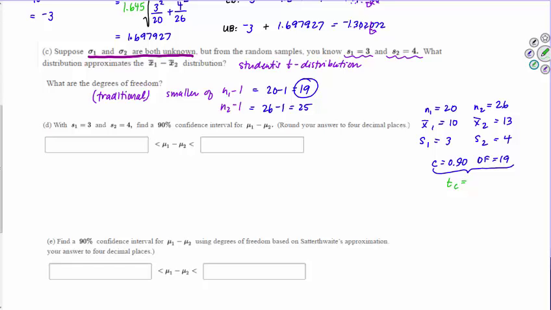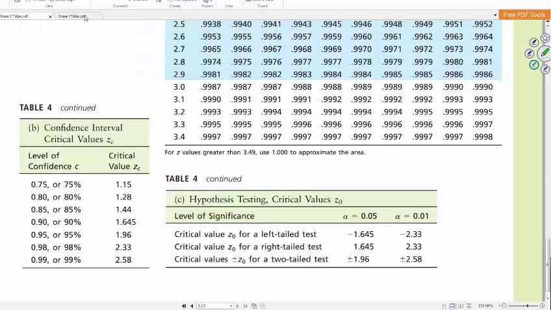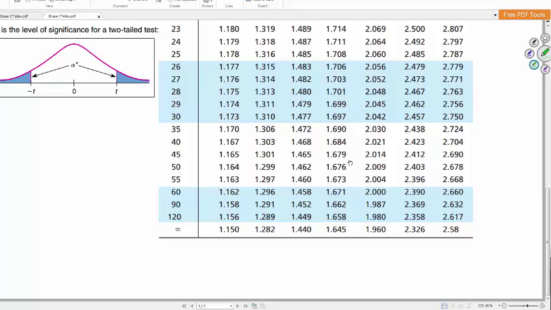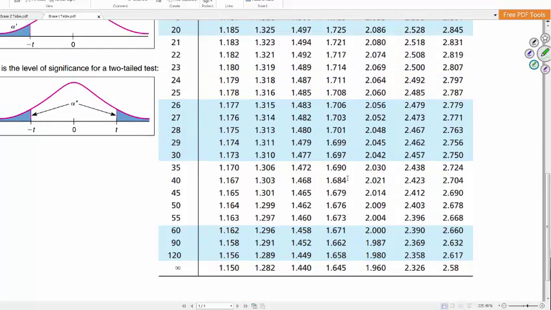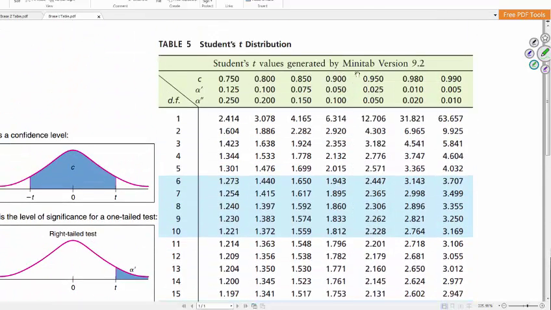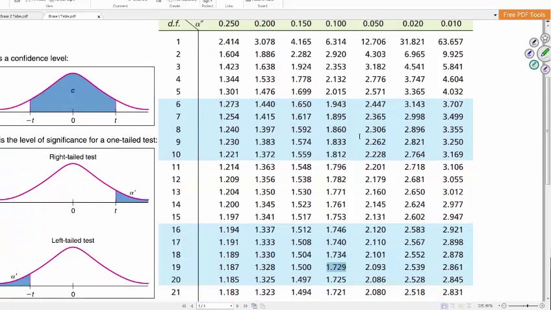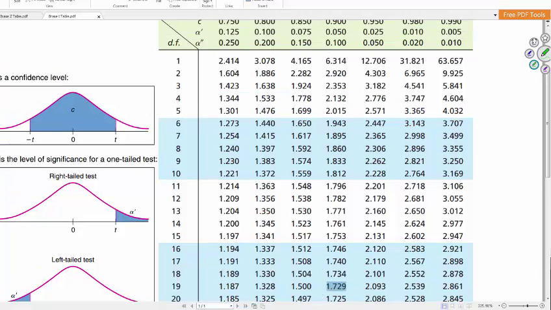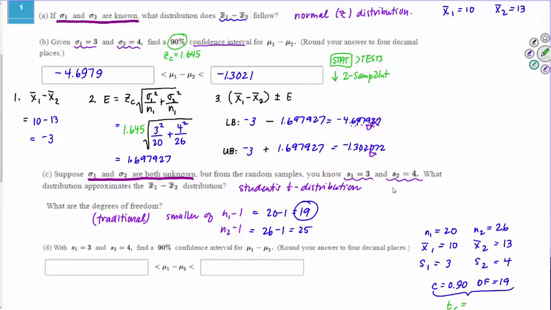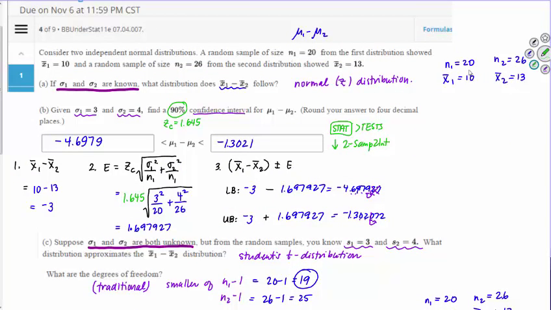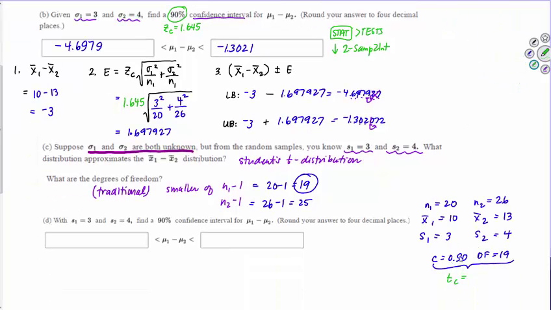We need the t table. I prefer to look at these on paper. I just have them online so that you can see them from the screen, but hopefully you've printed out your version. Confidence level is 0.90 and degrees of freedom are 19. So we'll scroll down here until those two column and row intersect at 1.729. So 1.729, because degrees of freedom were 19, confidence level is 90.